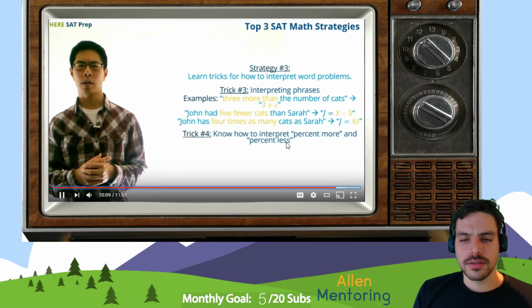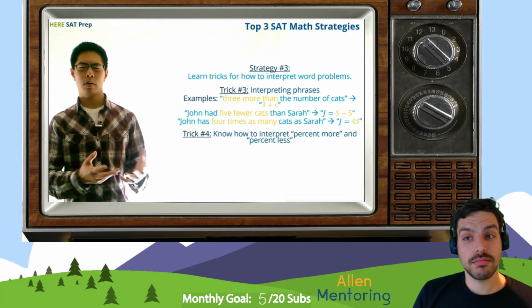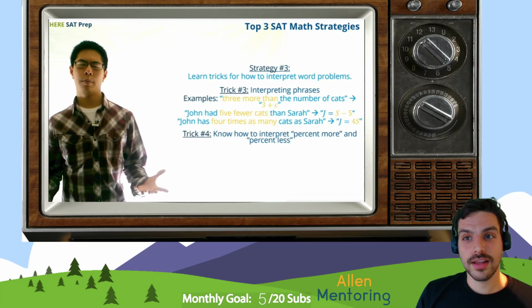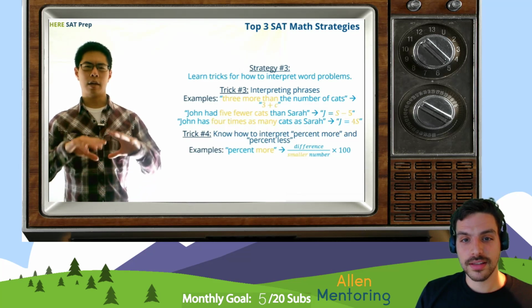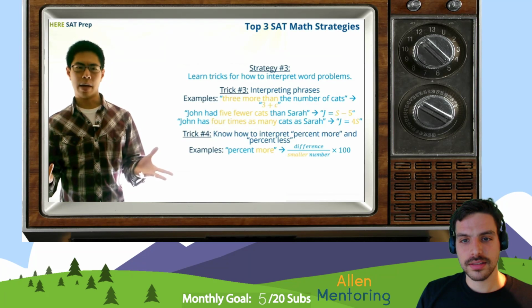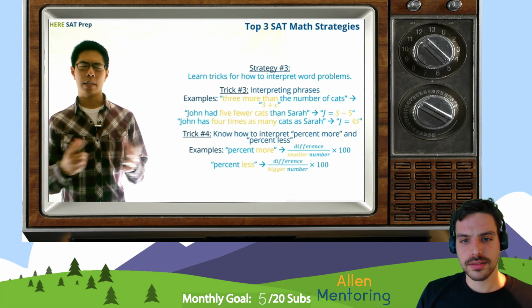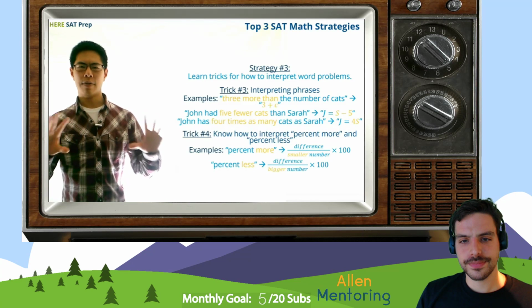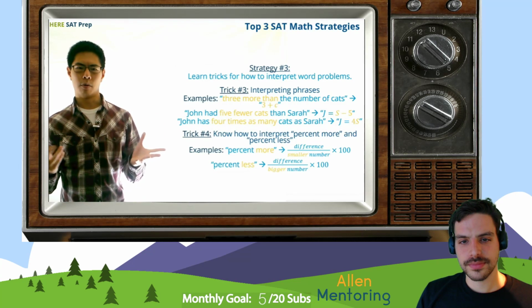Fourth and finally, know what to do when a question mentions percent more or percent less. For word problems, percent more means that you take the difference between the 2 numbers and divide this difference by the smaller number and then multiply by 100. And percent less means that you take the difference between the 2 numbers and divide this difference by the bigger number and then multiply by 100.